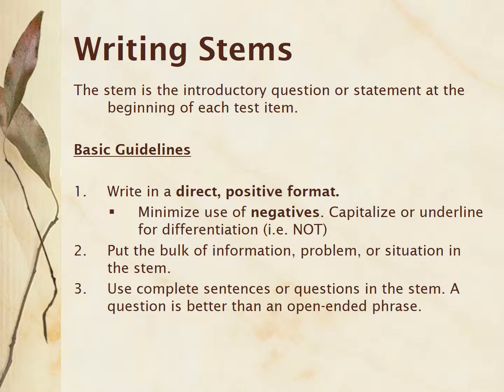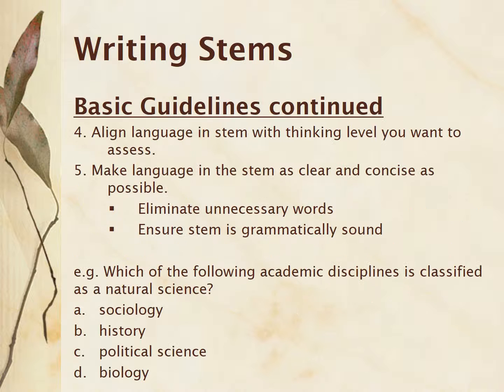Also, it's better to use a question rather than incomplete statements. Identify the cognitive level that the question intends to assess, for example, factual recall or application of knowledge. The stem should be clear, concise, and simple. Students should understand the problem without having to read the response options. There should be no room for interpretation of the words you use in the stem. The example shown here seems to be clear and concise.